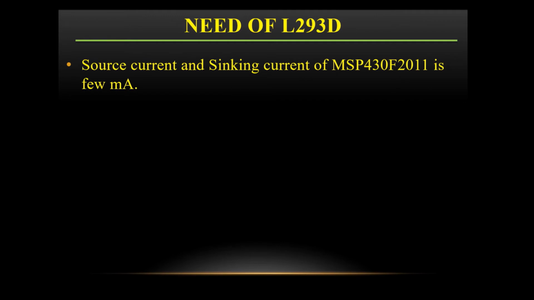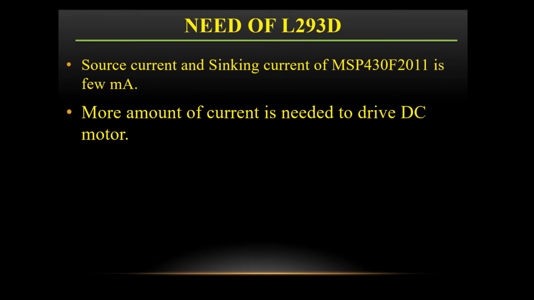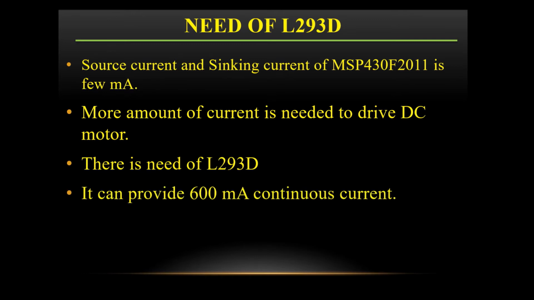Now let's discuss why there is a need for L293D. The source current and sink current of MSP430 is a few milliamperes, but a DC motor needs more than that. To provide the maximum amount of current to the DC motor, we are using L293D. The specialty of L293D is that it can provide a maximum of 600 milliamperes of current continuously. So we are taking the help of L293D.